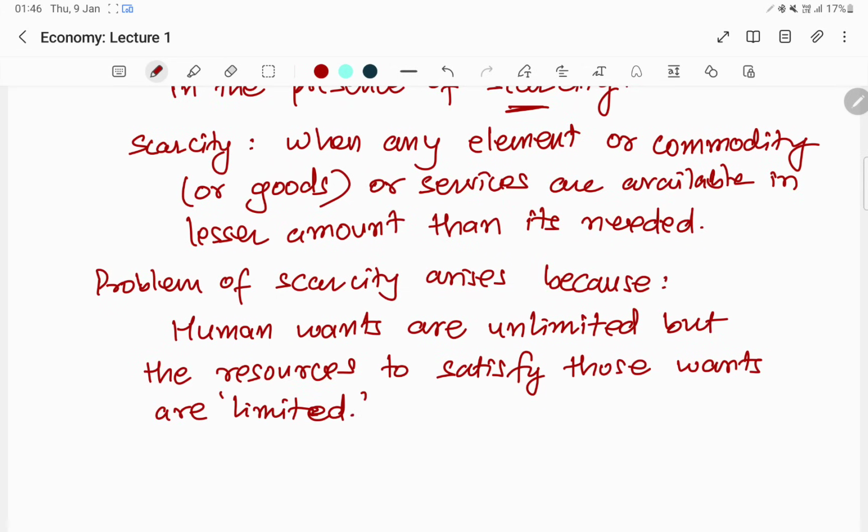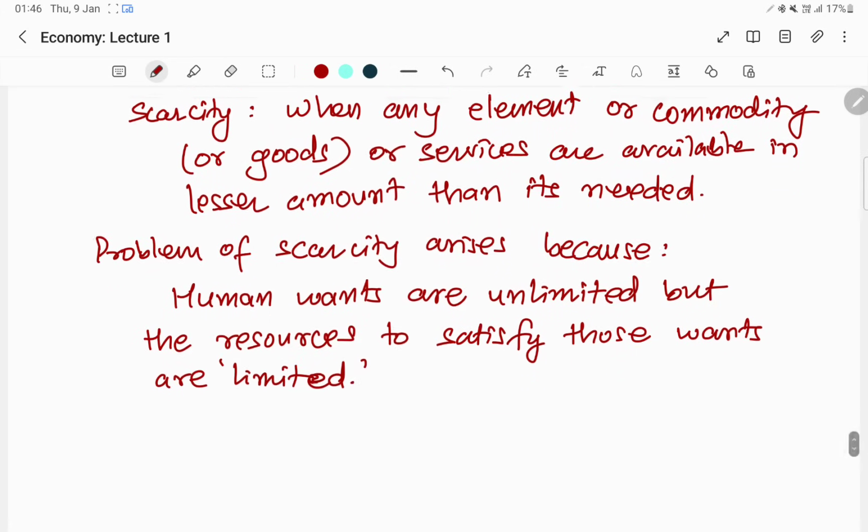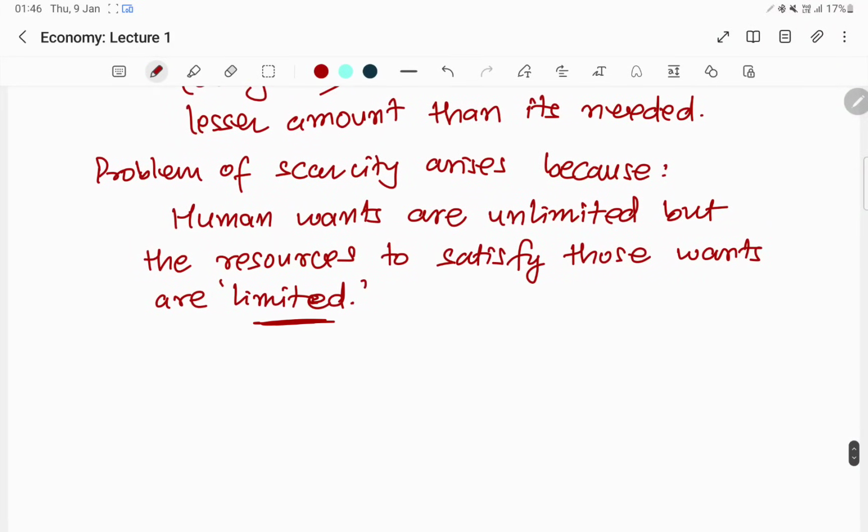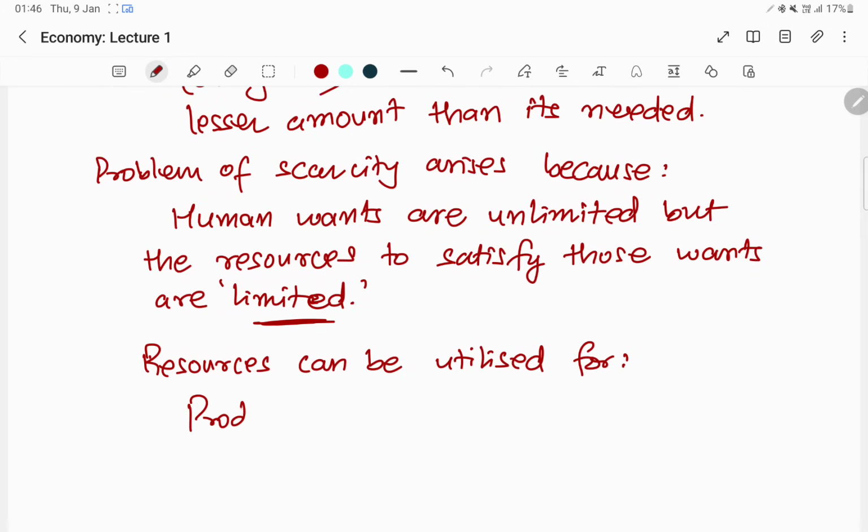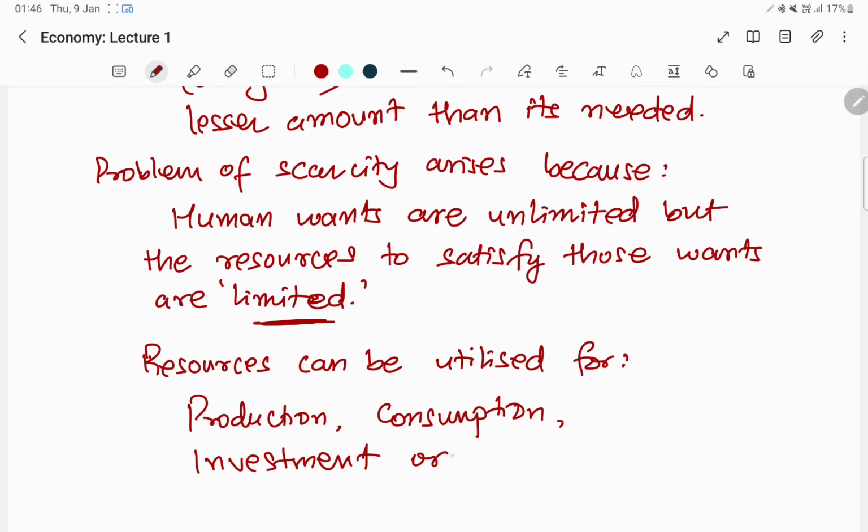The resources to satisfy those wants are limited. Why are these resources limited? Because these resources can be utilized for production, consumption, investment, or you can also call investment capital formation.